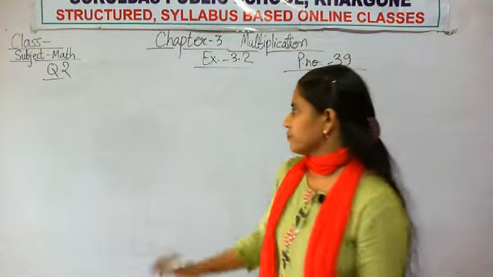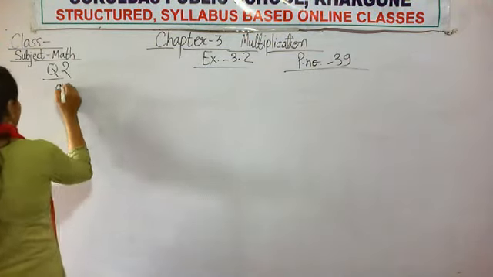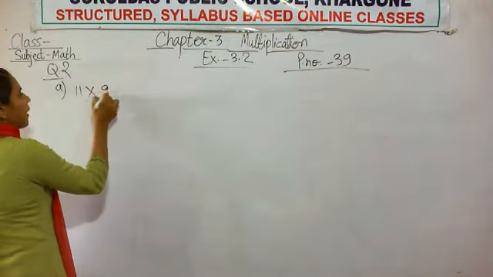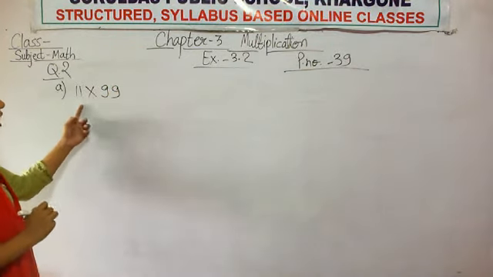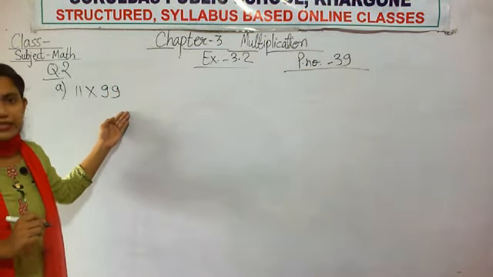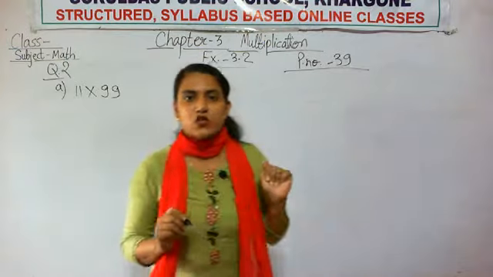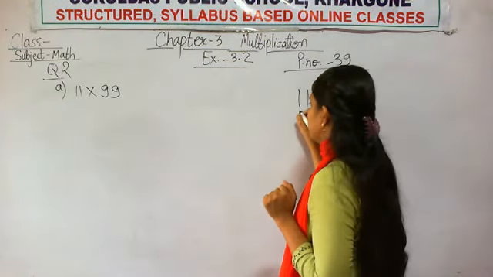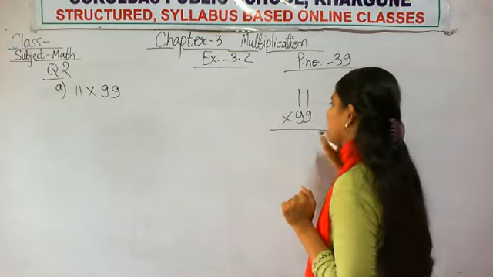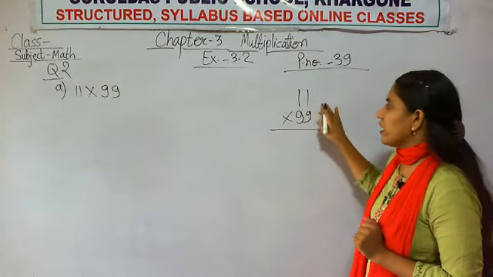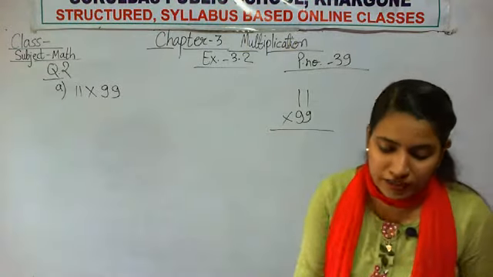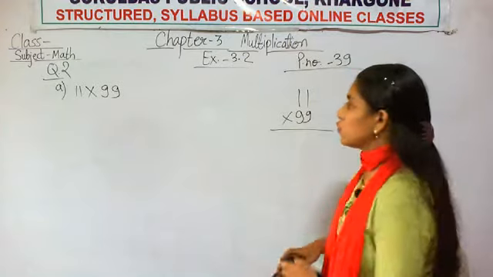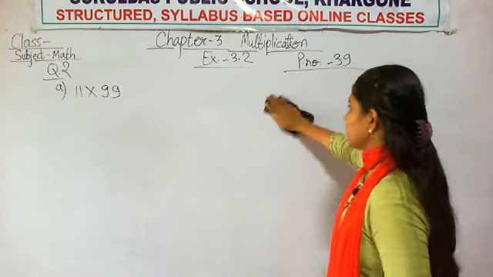So here question A is given: 11 multiplied by 99. They are not asking us to multiply column wise. They are not asking us to multiply like this. Okay, they have not arranged the numbers column wise. What are they asking to do? They are asking to do smart multiplication.